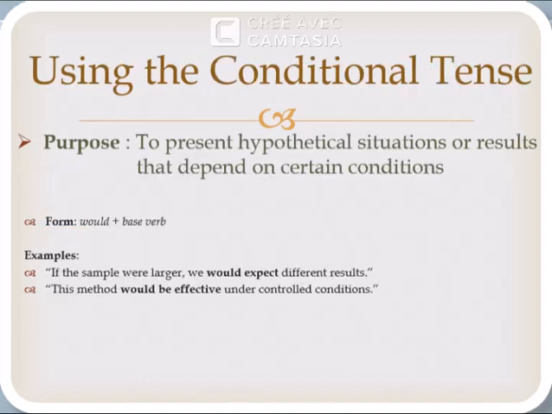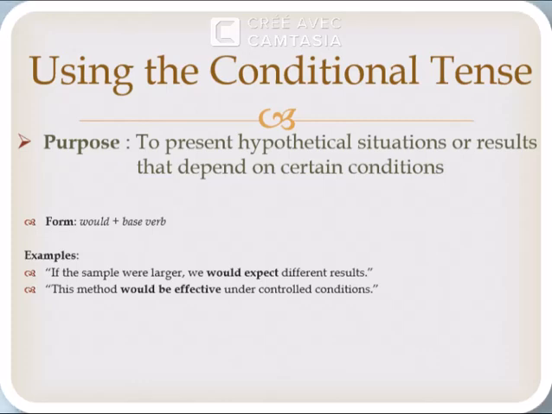So let's move to this other slide. Now we're going to talk about the conditional tense, which we often use in academic writing to discuss hypothetical situations. The purpose of the conditional tense is to present outcomes or results that depend on certain conditions, meaning they might happen but only if something else happens first.